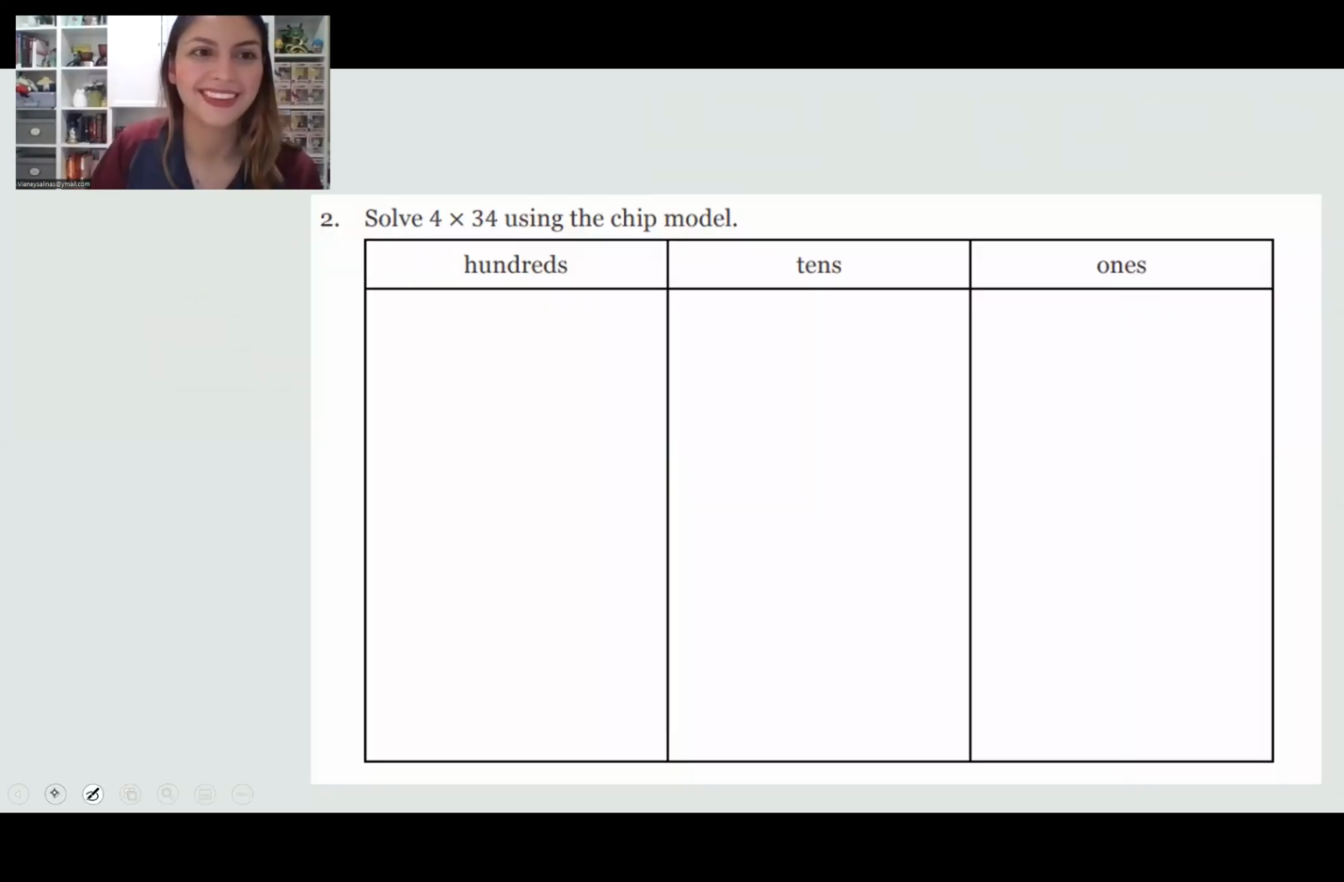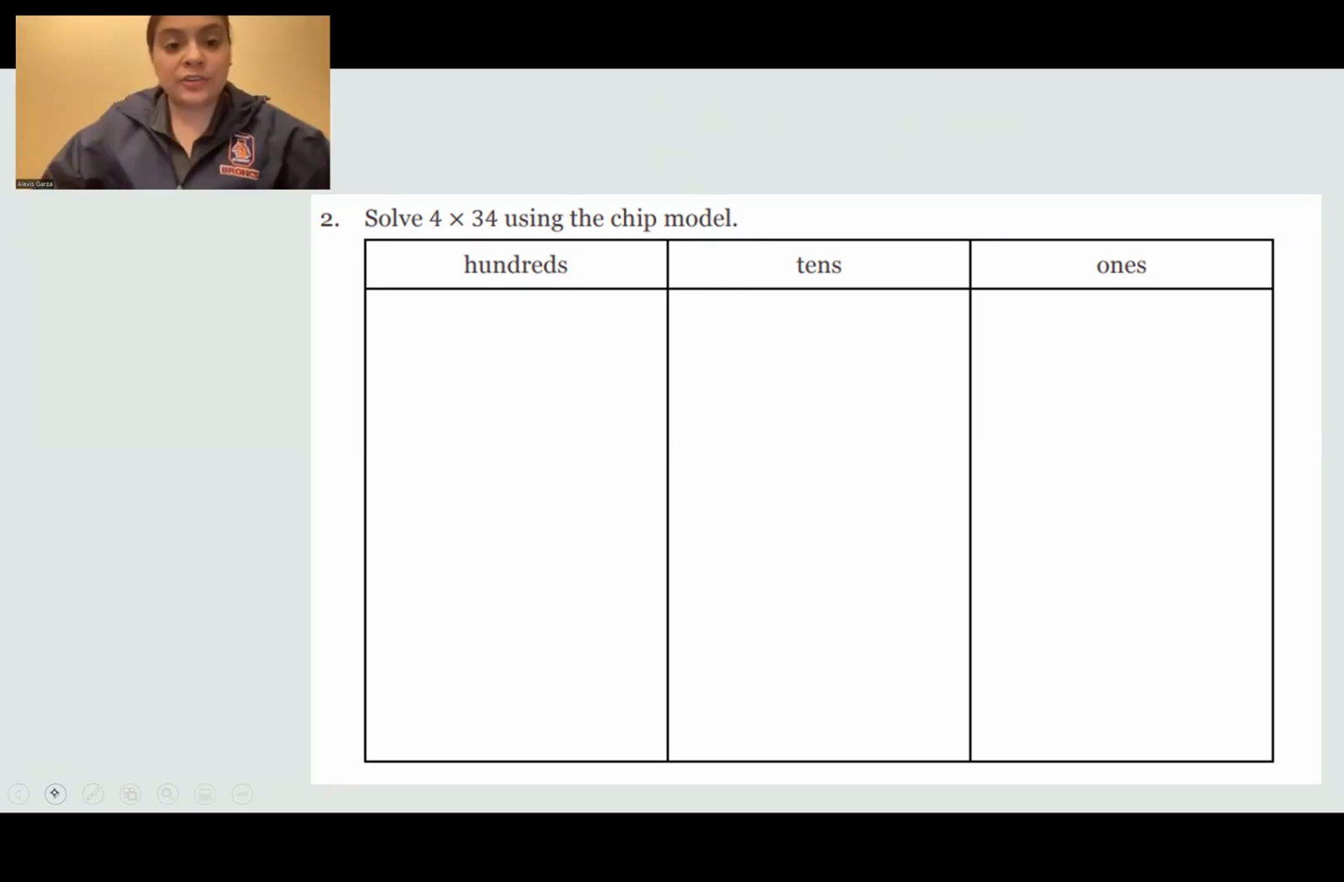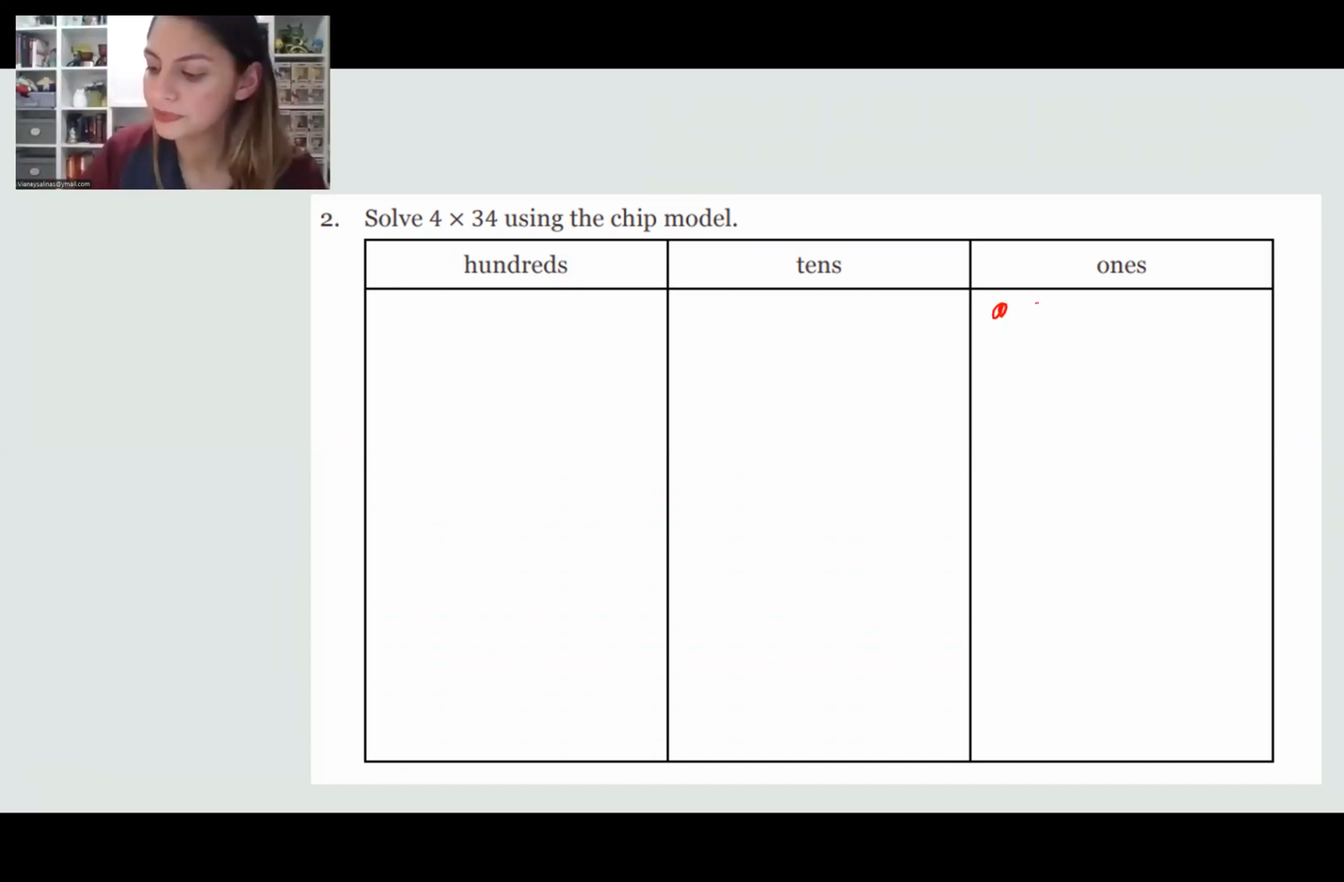Great job. Let's go ahead and move on to question number 2 on our handout. Question number 2 reads: solve 4 times 34 using the chip model. So once again, we're going to find the product of 4 groups of 34. What is the unit form of 34? 3 tens and 4 ones. Great. So go ahead and draw that in our model.